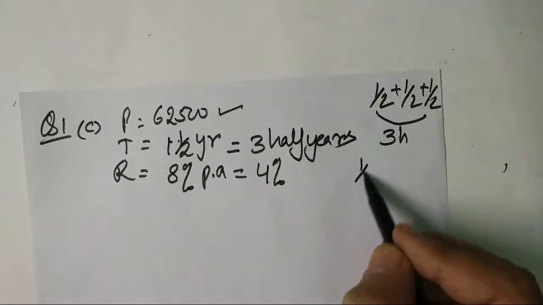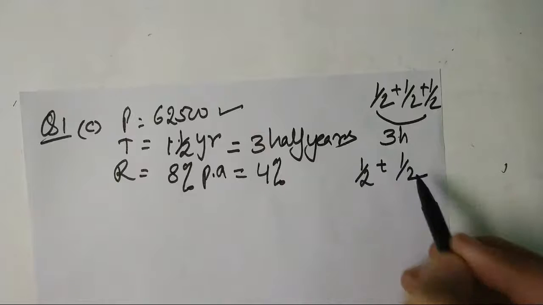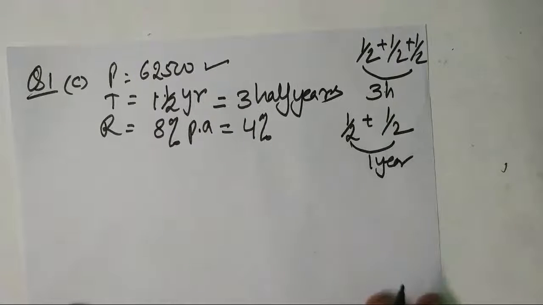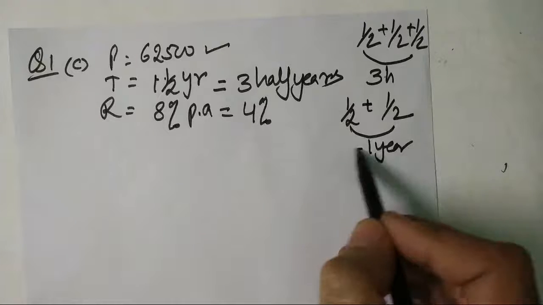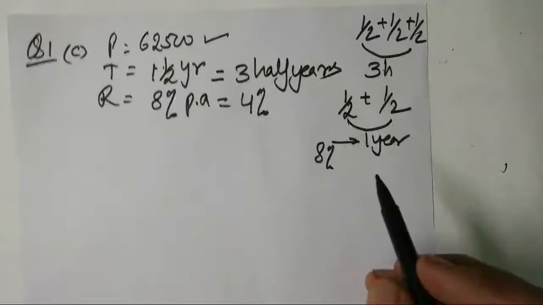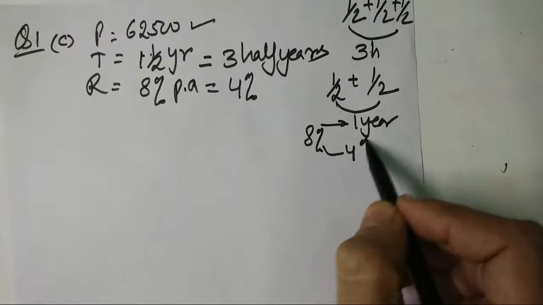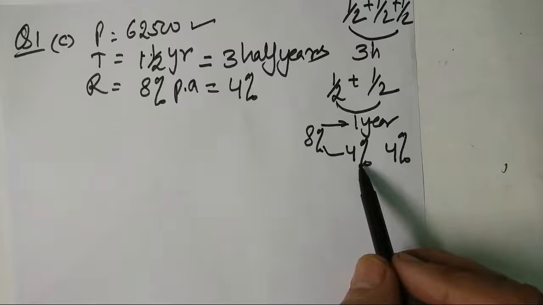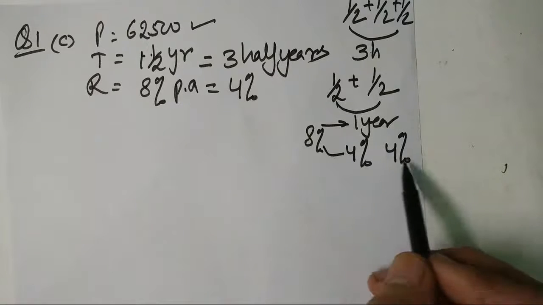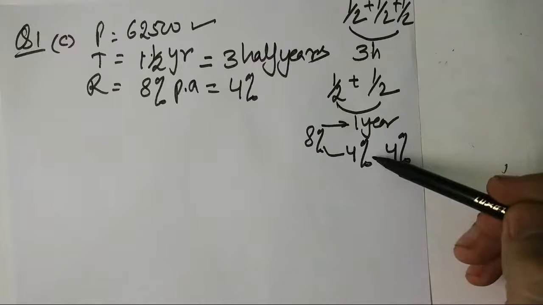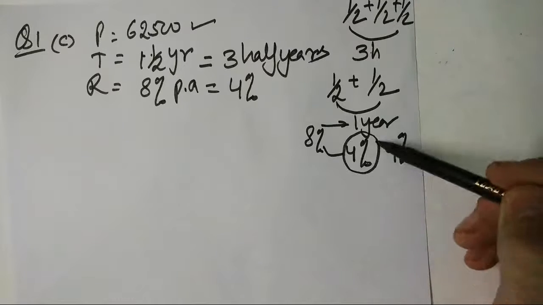Because half year and half year makes a full 1 year. So just understand, for a full 1 year, you are getting 8%. So 8% means you will get the rate 4% and 4%. So in 1 year you will get the rate of interest 2 times. So for half year you will not use 8%, you will use a 4% rate.